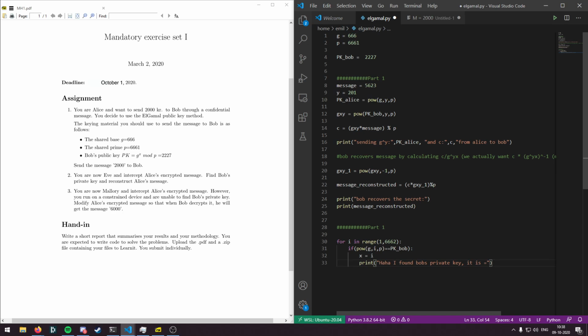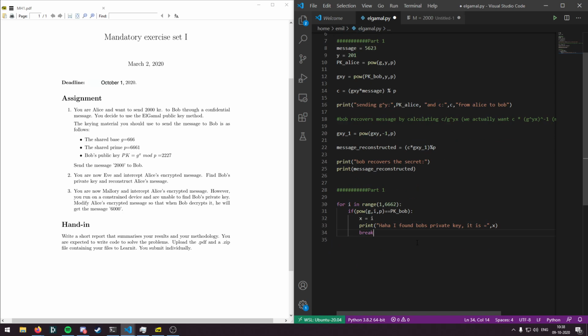Oh, and this needs to be outside. And break out of the loop. And that's basically it. I don't know, this part is not necessary. I don't know why I did this in my own code. I have my own assignment. Oh, yeah, we need to save this variable, that's why. So now we have it.